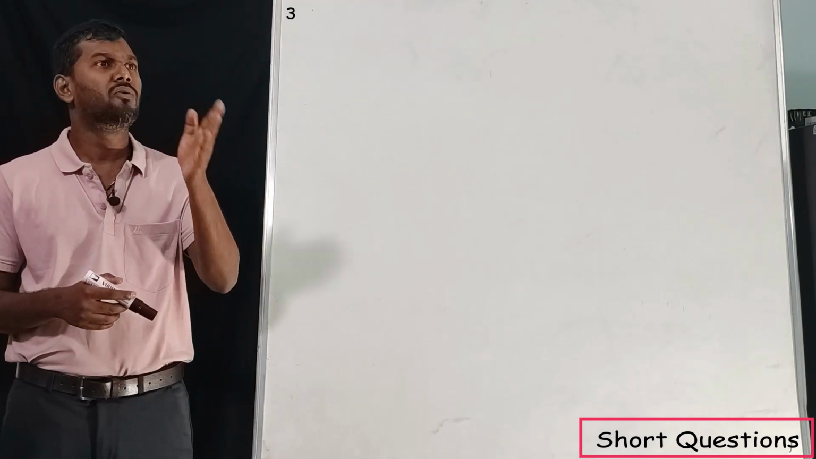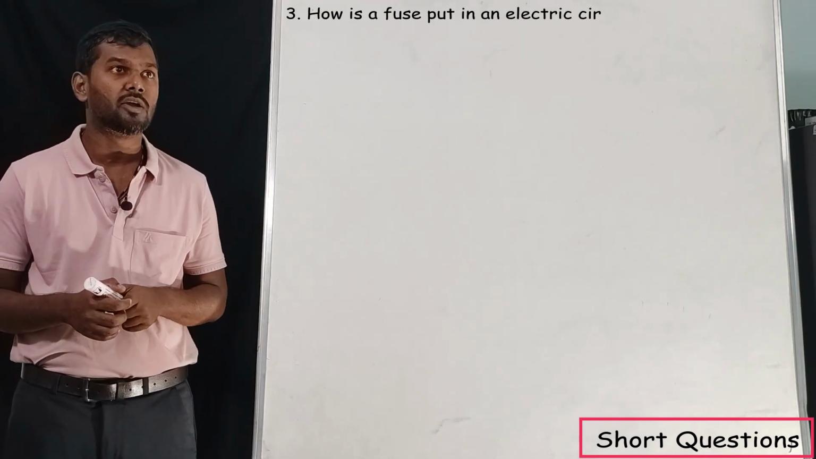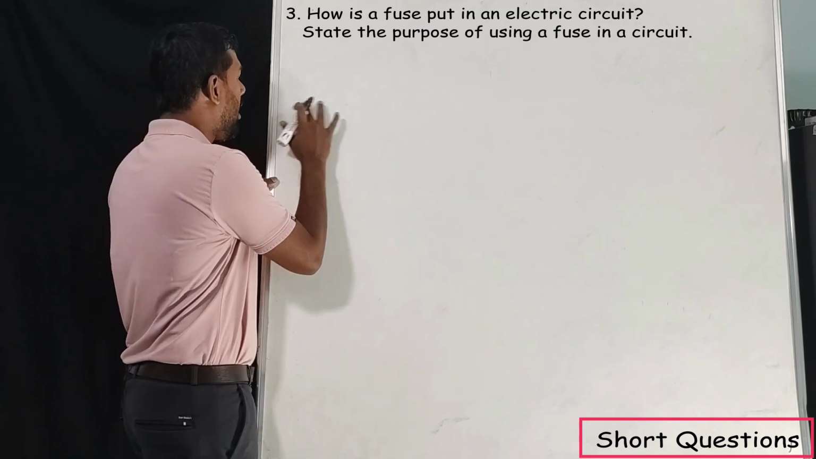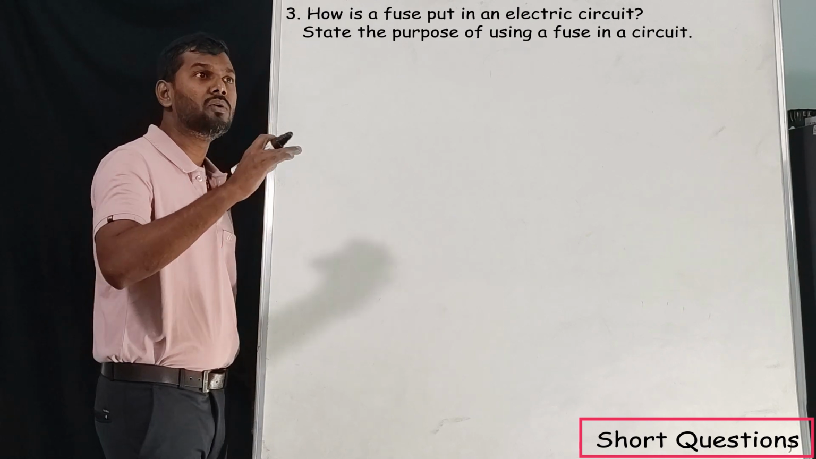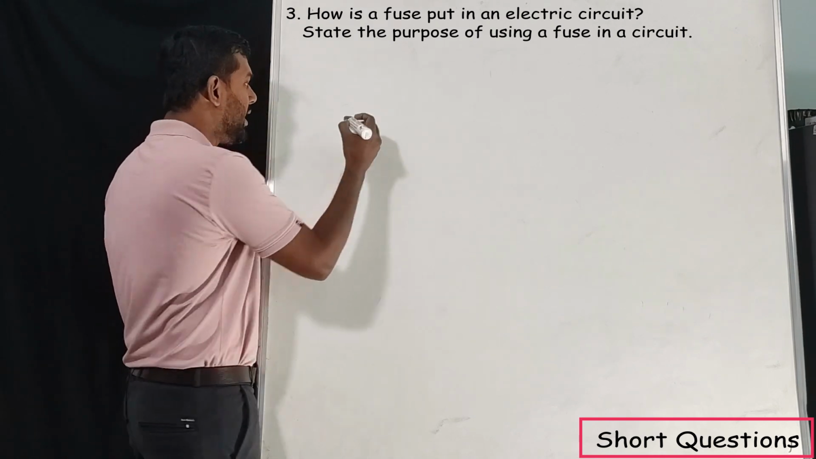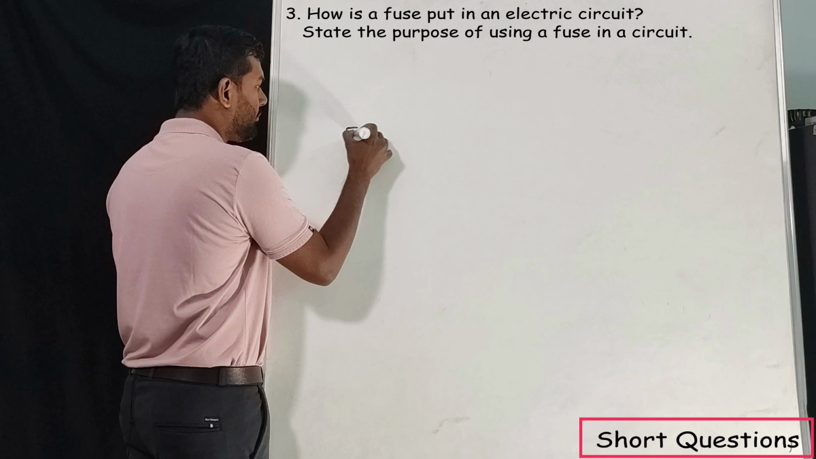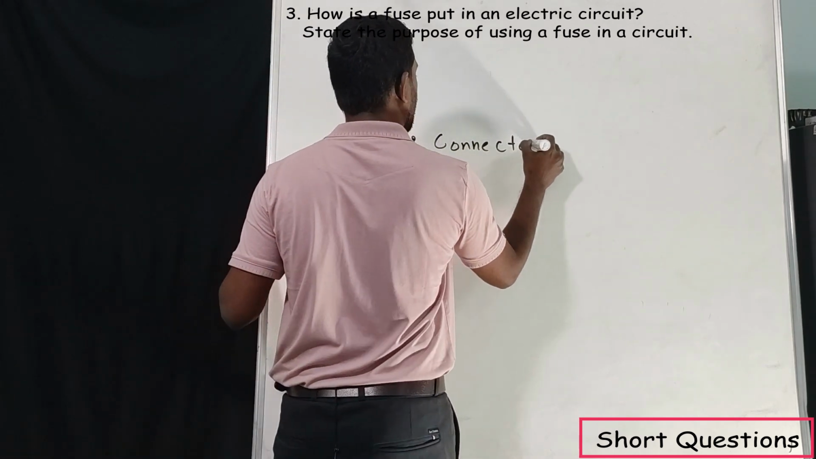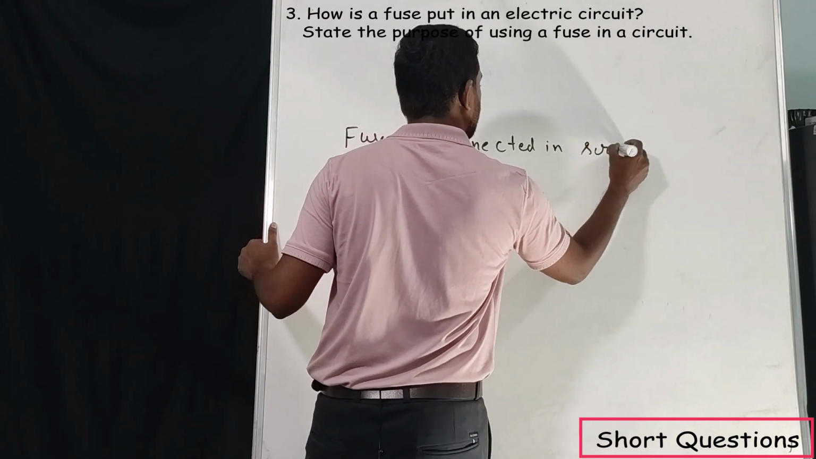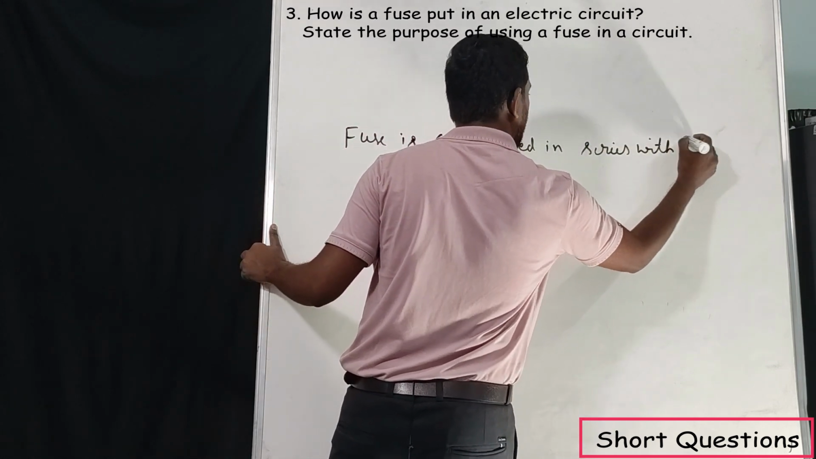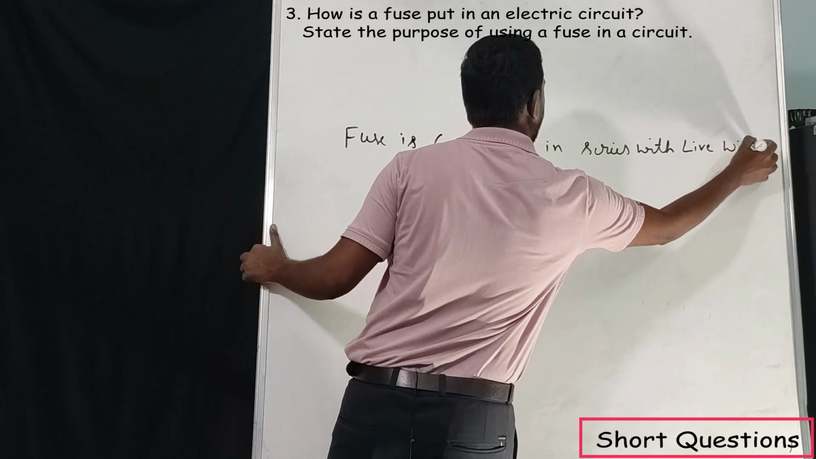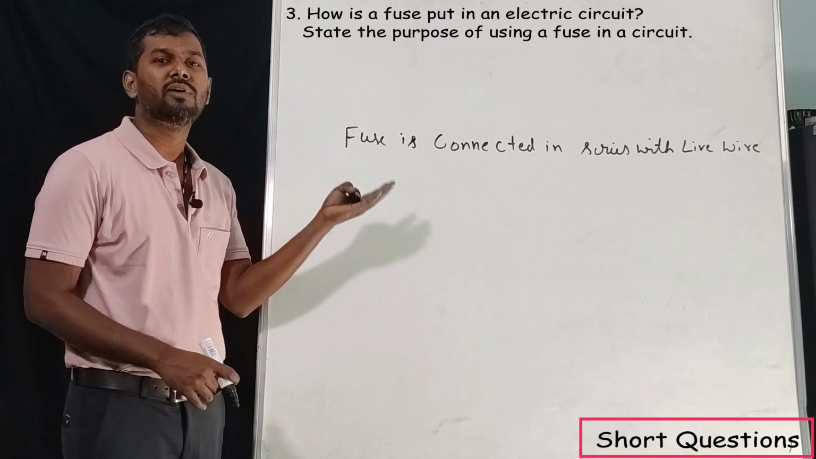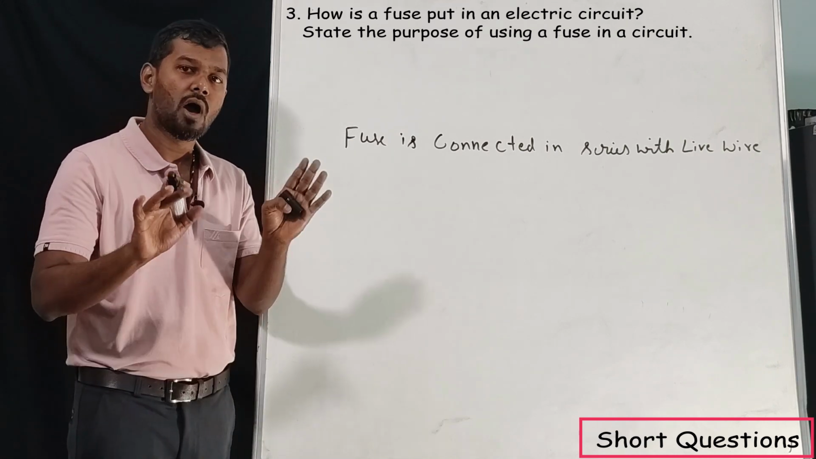Our next question: how is a fuse put in an electric circuit? State the purpose of using a fuse in a circuit. Very simple. How it is put is nothing but how it is connected. Fuse is connected in series with the live wire. This is how it is connected. Then what is the purpose of fuse? Why do we have to use fuse? That we have learned already.